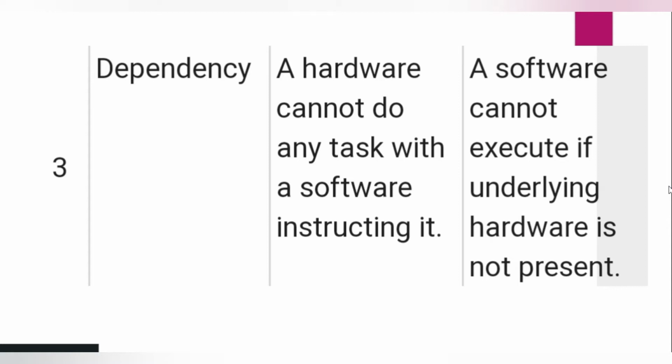Hardware is important and software is also important. If software does not give the instruction to hardware, then hardware will not perform any task. If hardware does not perform any task, that means software has not given any instruction. So both components of the computer are dependent on each other.